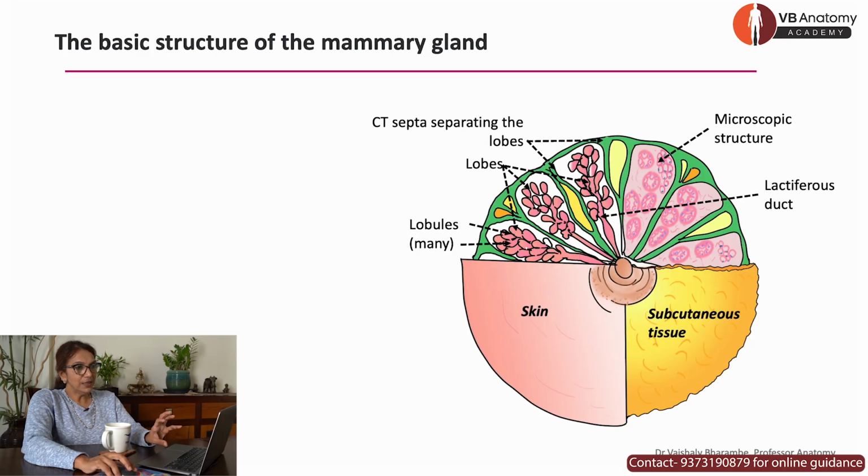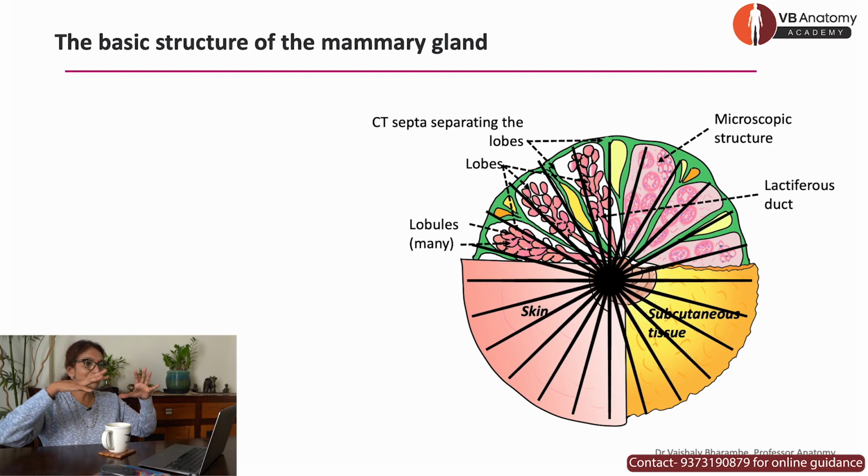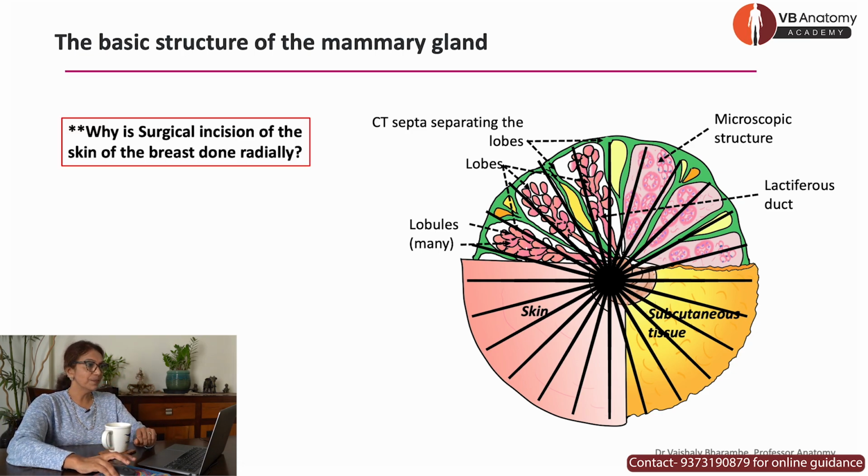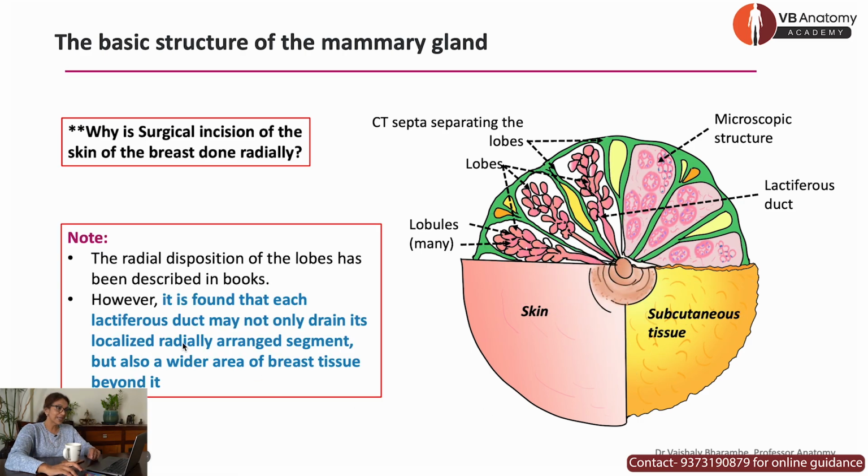So now you are seeing a schematic diagram of the mammary gland. All the lactiferous ducts and lobes seem to be in a radial direction. Question is, why is surgical incision done radially? Obviously because if taken radially, it will not damage too many of the lactiferous ducts. However, some authors have said that a lactiferous duct does not only drain the area in its radial quadrant. It can drain more, and that thought must be kept in mind while operating on the breast tissue.